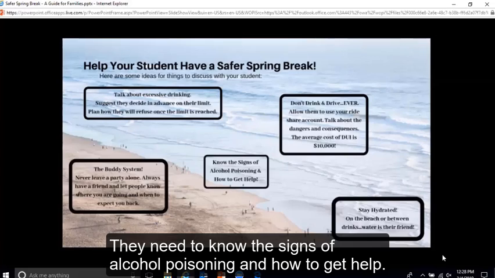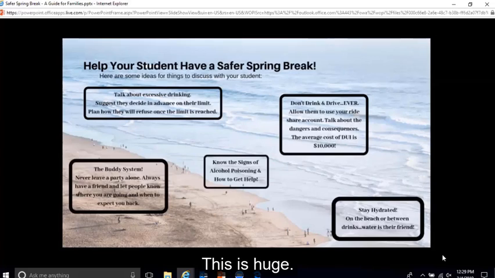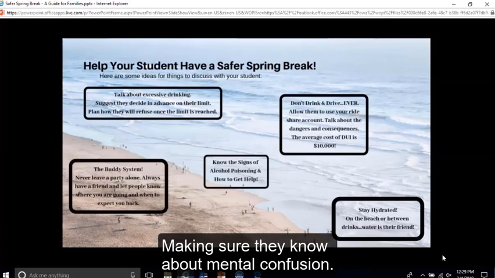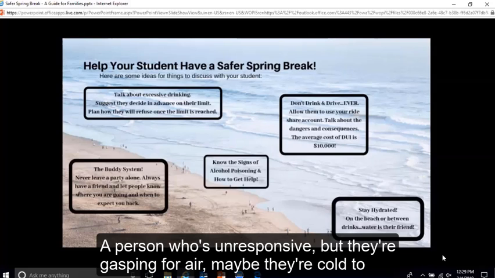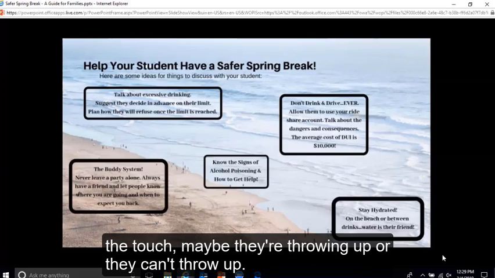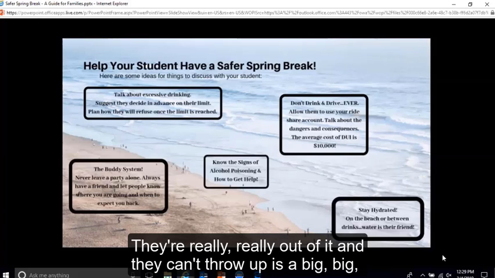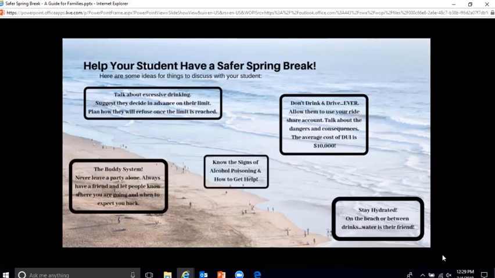They need to know the signs of alcohol poisoning and how to get help. This is huge. Making sure they know about mental confusion, a person who's unresponsive, gasping for air, maybe cold to the touch, maybe throwing up, or they can't throw up. They're really, really out of it and they can't throw up is a big, big, big warning sign for alcohol poisoning.